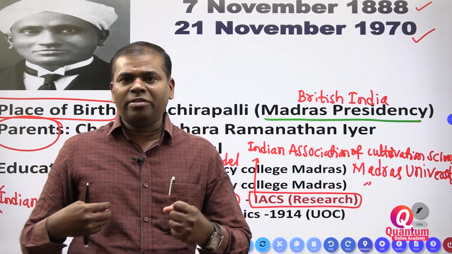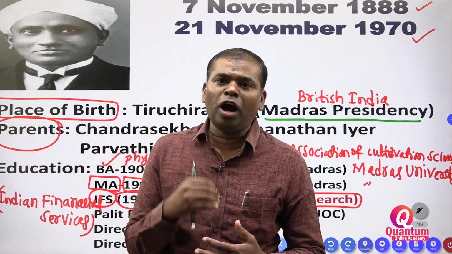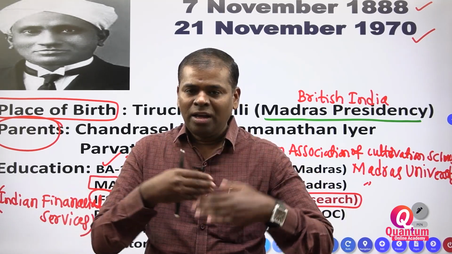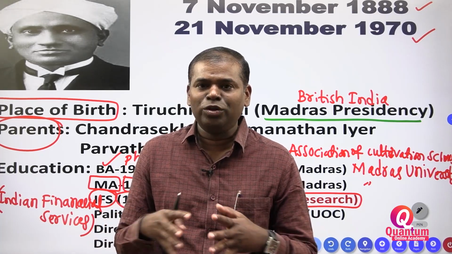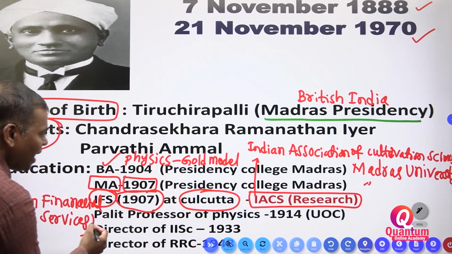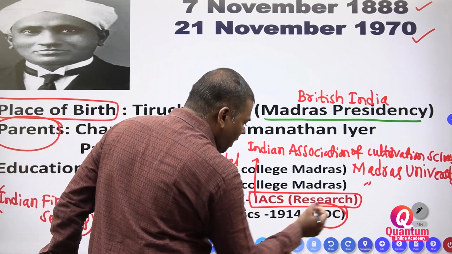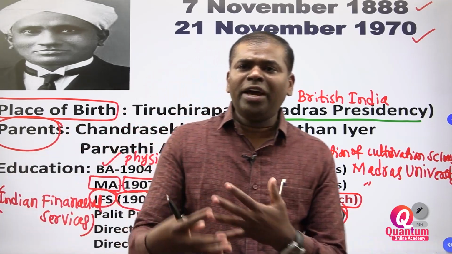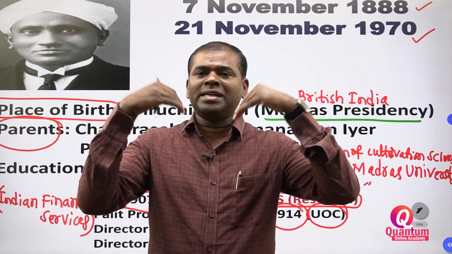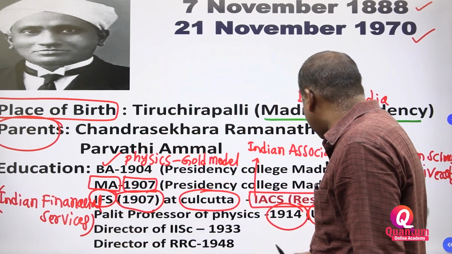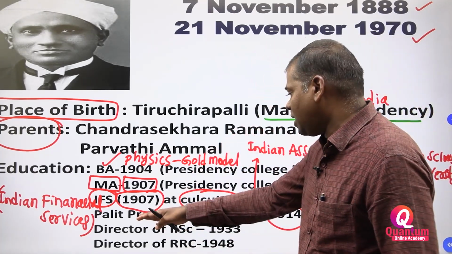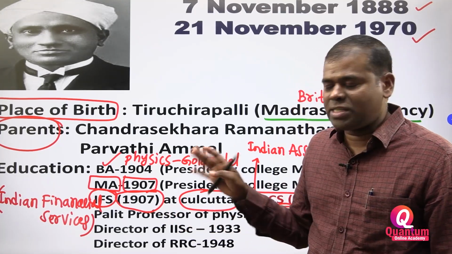Subsequently he shifted to Rangoon, then to Nagpur, and again to Calcutta. That time he decided to stop the financial auditing duty. Then he entered as Palit Professor of Physics at the University of Calcutta in 1914. But he had studied only up to MA, with no PhD, and the rules were very strict, so they were reluctant to make him a professor.